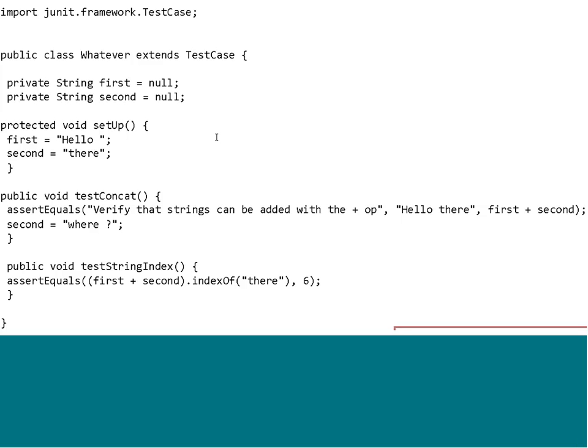Now, there are two test cases. Test concat, which is method equals, verifies that strings can be added with the plus operator. So what we are saying is, this is a slightly different usage of what we have done so far. Try and understand this. In this particular case, we have added an additional message which says what it is that I am testing for.